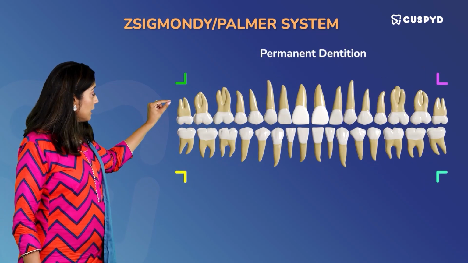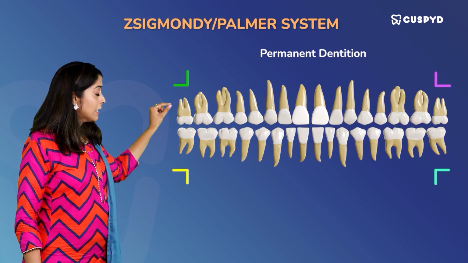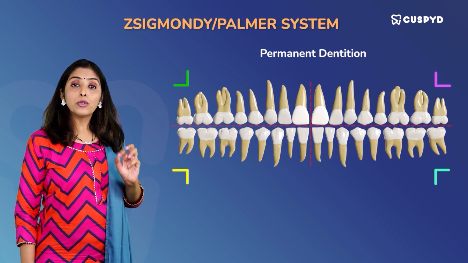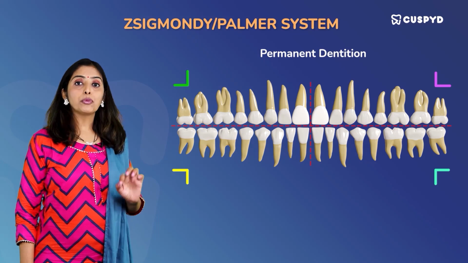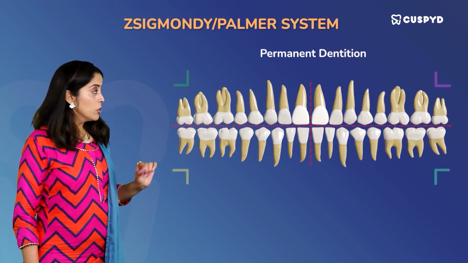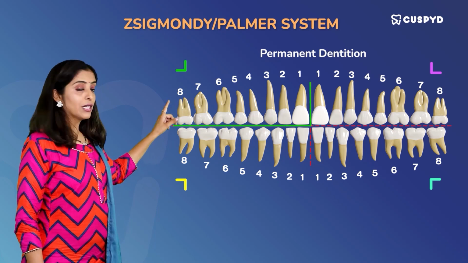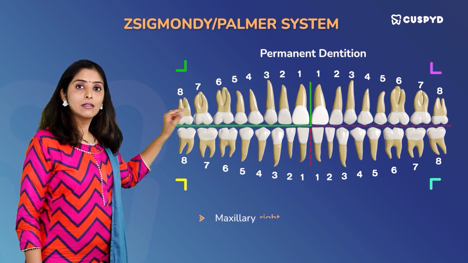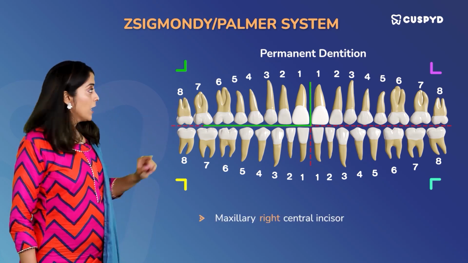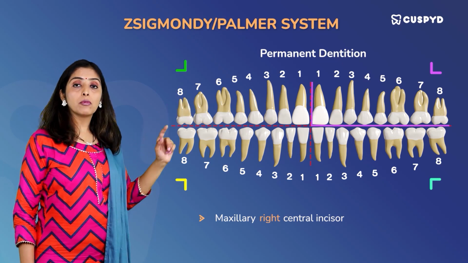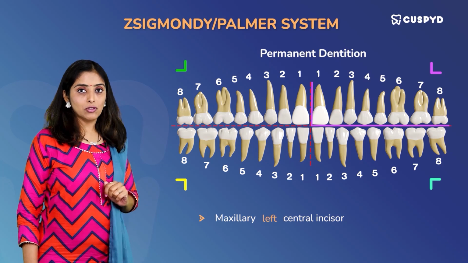So you see the symbol? When I write the symbol and I write the tooth number, the other person will understand which quadrant I am talking about and which tooth I am talking about. So if I write the one with this symbol, then I am talking about the maxillary right central incisor. If I write the one with that symbol, then I am talking about the maxillary left central incisor.